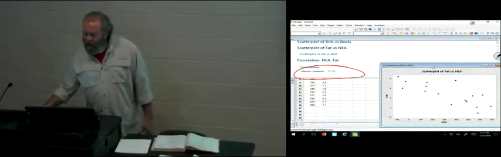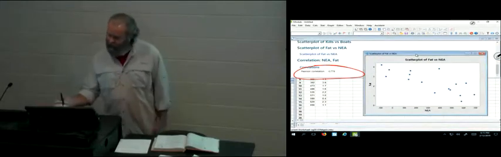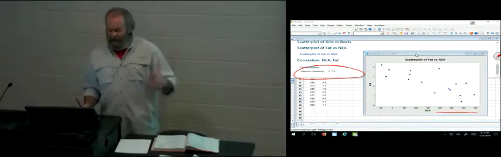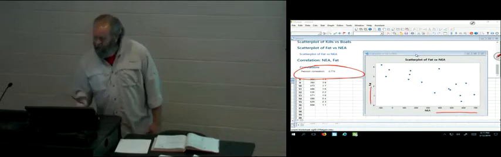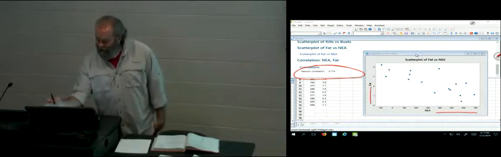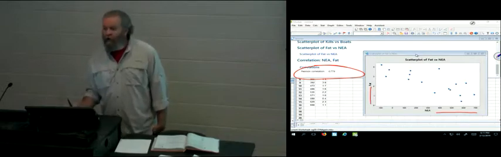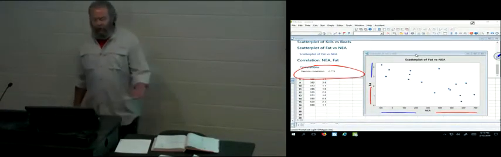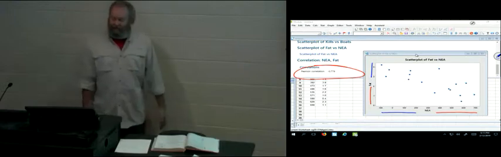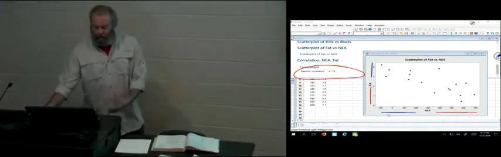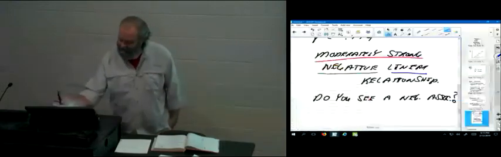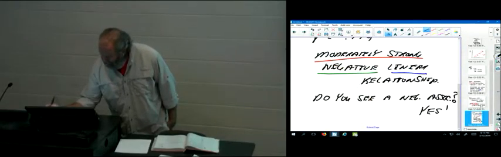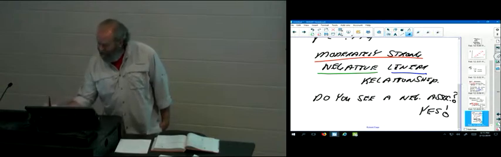I got to draw one more thing on here. Back to last week. Out here are the ones that have a large NEA change. Well, they have a lower fat gain. Down here are the ones that have a lower NEA change, and they have a higher fat gain. The question is asking you, do you see a negative association? What's the answer to it? Do you? And the answer is, I'm sorry, I can't yell that.